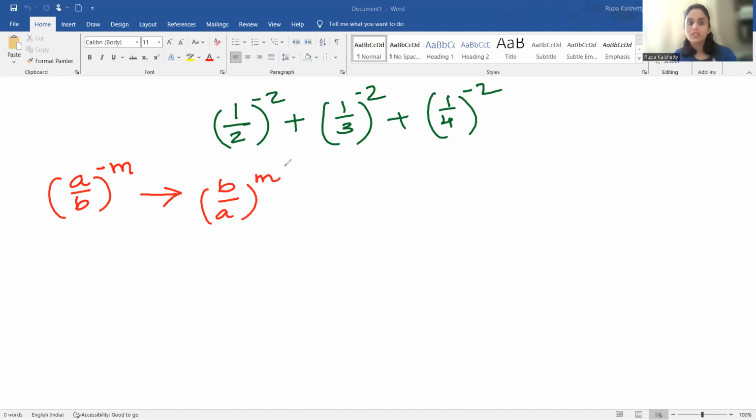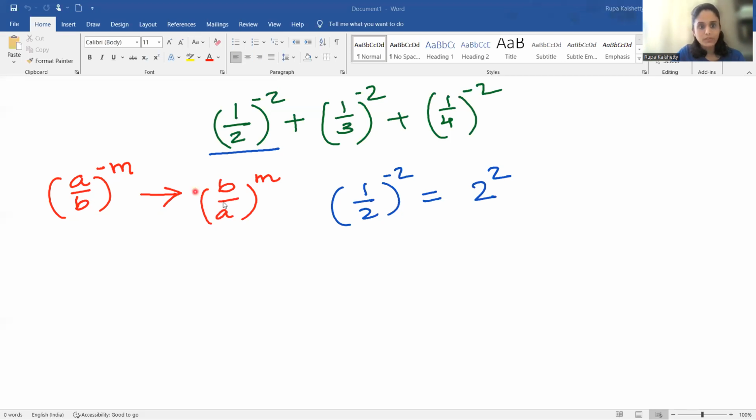By using this law, you can rewrite all these numbers term-wise. Let's say this is the first part which we want to rewrite: 1/2 to the negative 2. By applying this rule, can we rewrite this part as 2 to the power of 2? Yes or no? We just swapped this.